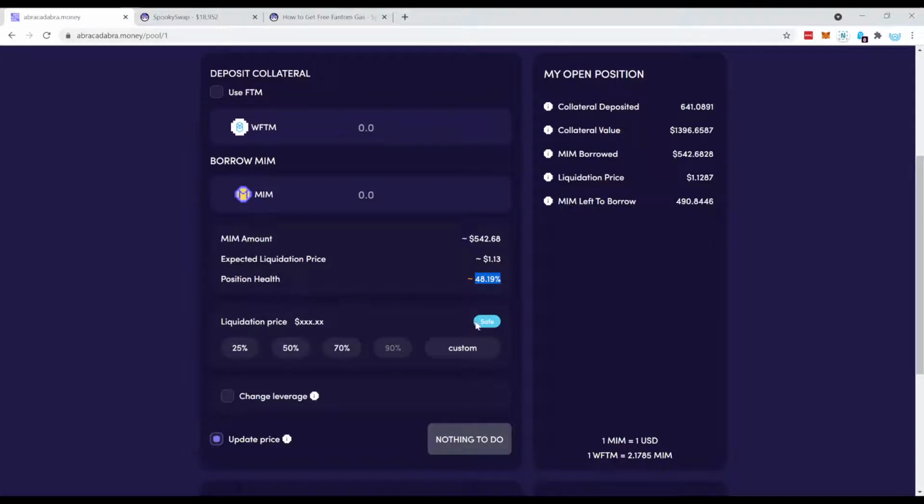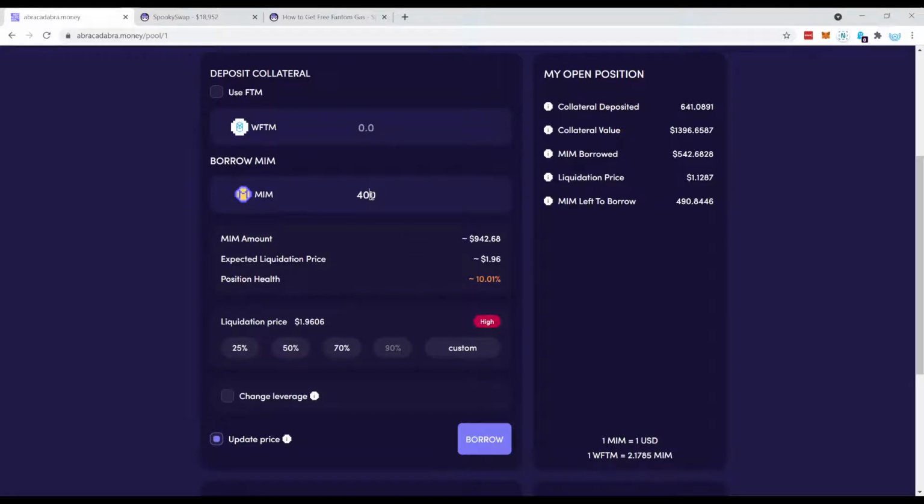As you can see right here, this one indicates that I'm still in the safe zone. If I would borrow, let's say, another 100 MIM here, how much can I? 490, right? Let's do 400. You see, now it's changing to high, and my position health has dropped to 10%.